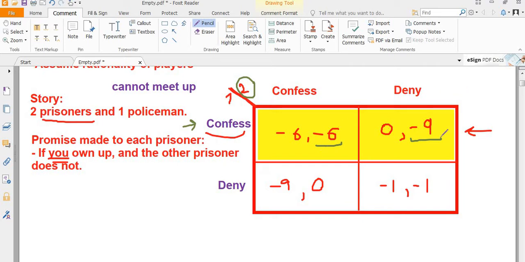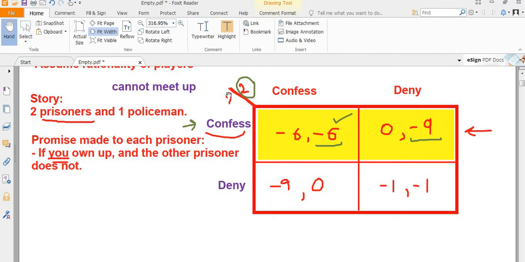I know that -6 is greater than -9. Losing 6 years of my life is better than losing 9 years of my life. So if player 1 actually ends up confessing, I am better off if I confess. Let me just mark that like this. I will confess. If player 1 does confess at the end of the day, as player 2 I will be better off if I confess. At least I'm saving 3 years of my life that way. So that is based on the assumption that player 1 confesses.